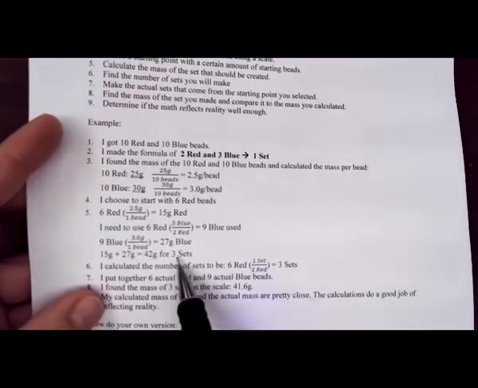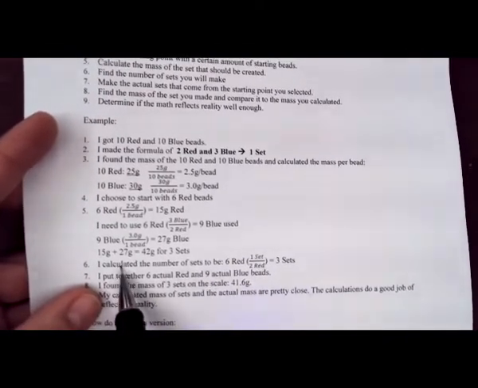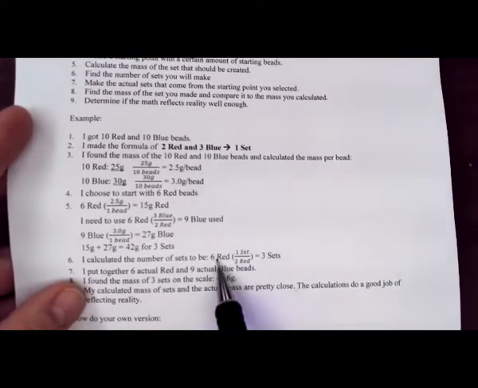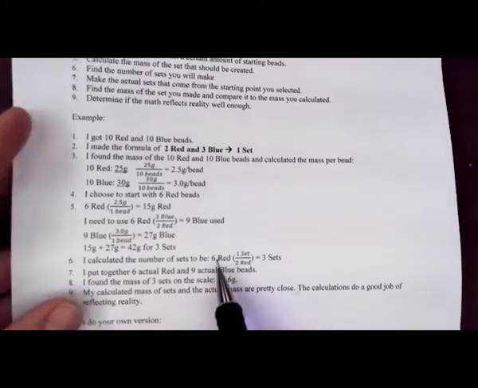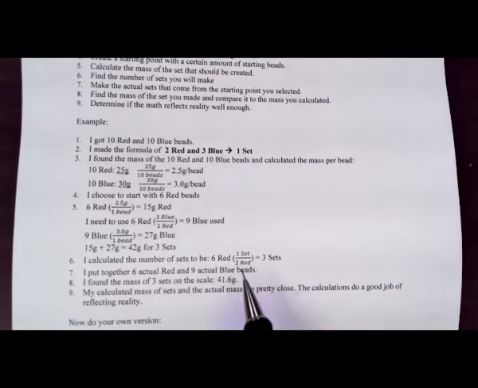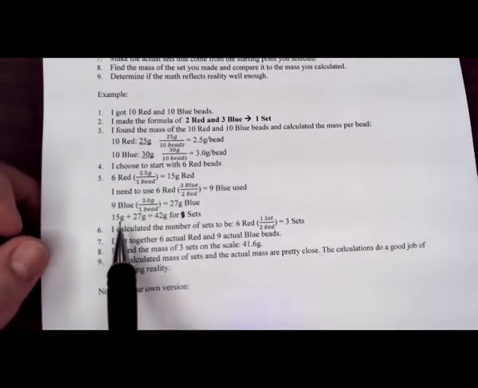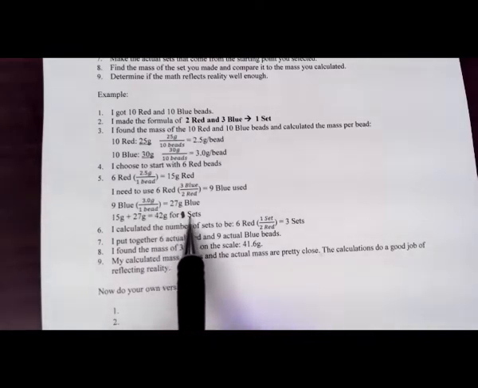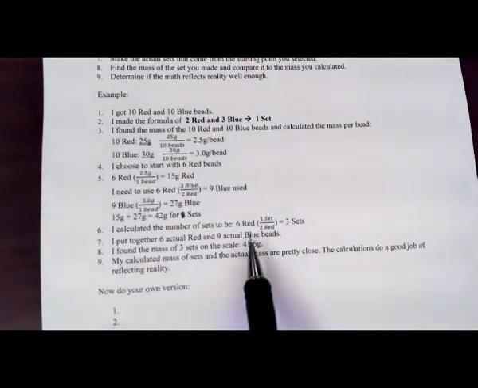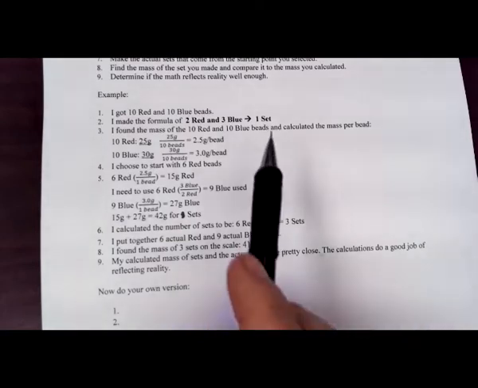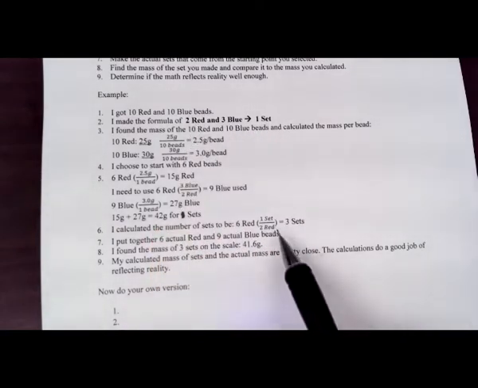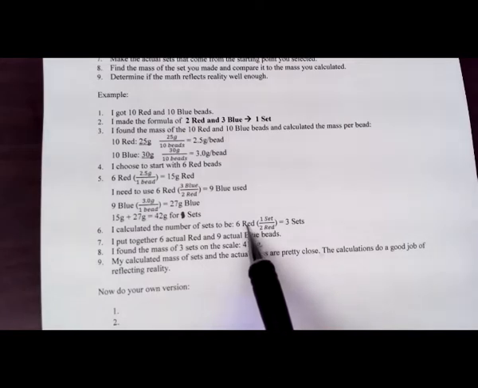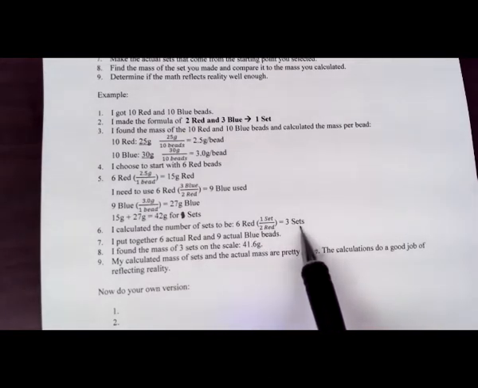How many sets would it be? Actually, we calculated that here. So the total mass would be my red mass plus my blue mass, and that's the total mass for the number of sets that I will make. How many sets will that be? I'm going to use 6 red, and it is 1 set per 2 red. The reds cancel out, and I get 3 sets is what I will make.